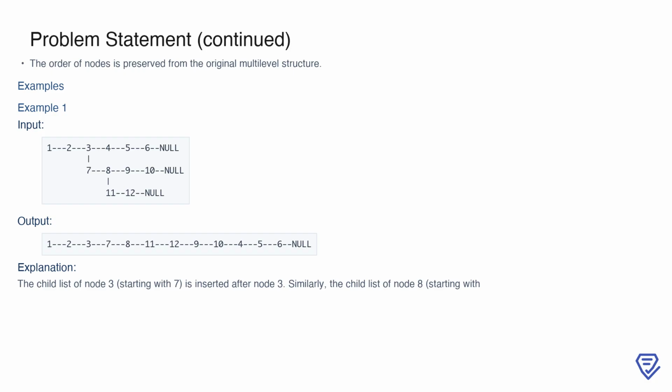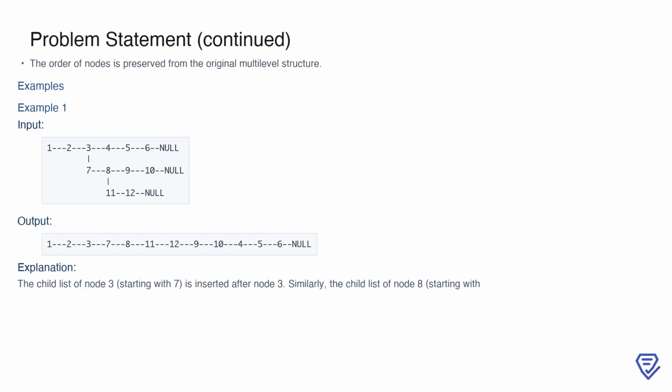To better understand the problem, let's look at an example. Imagine we have a doubly linked list where the main sequence starts with nodes 1, 2, 3, and so on. Node 3 has a child pointer leading to another list with nodes 7, 8, 9, and 10. Additionally, node 8 within this child list has its own child pointer leading to nodes 11 and 12. Our task is to flatten this structure so that all child nodes are incorporated into the main list.